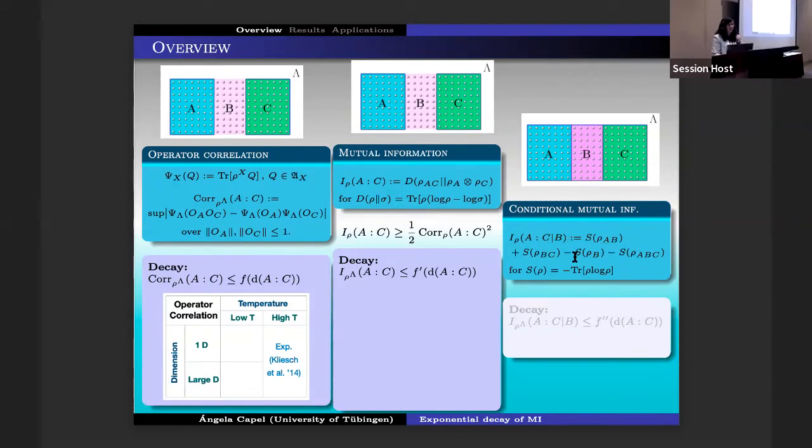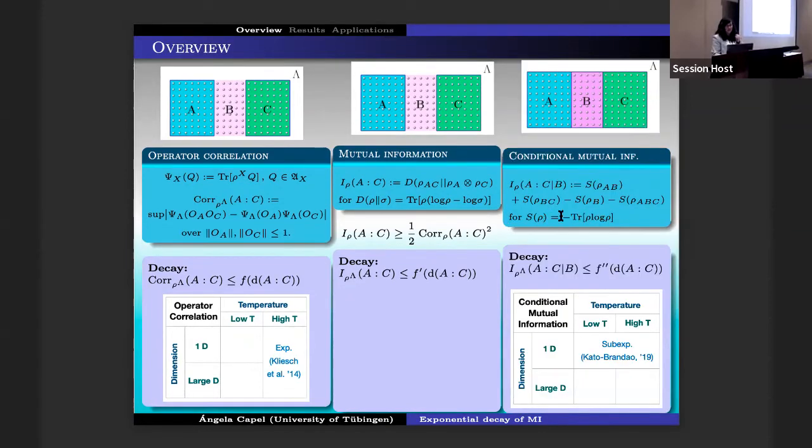It's just given by this combination of von Neumann entropies. And in this case, we can also study the decay of this conditional mutual information now between A and C conditioned to B. And in this case, the first result that we found in the setting we are considering goes back just to 3 years ago. And it's by Gato and Brandau. And they proved for 1D systems that the decay is sub-exponential.